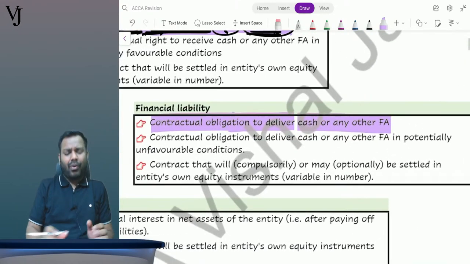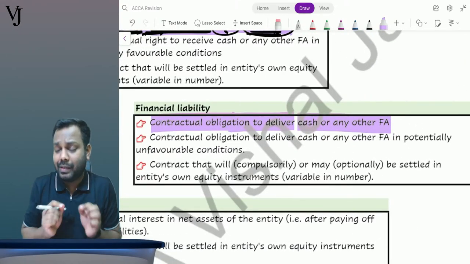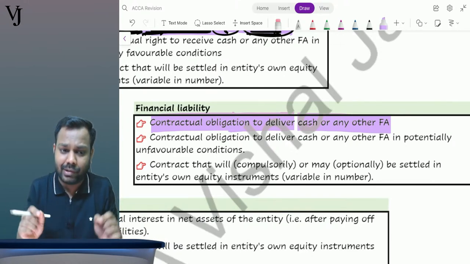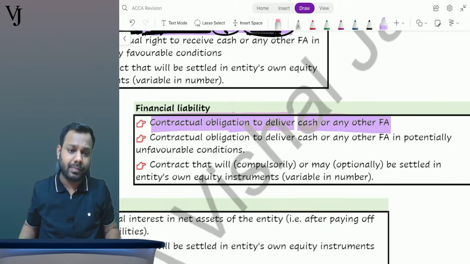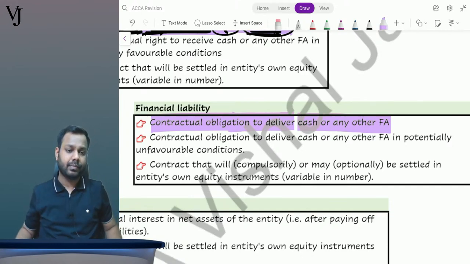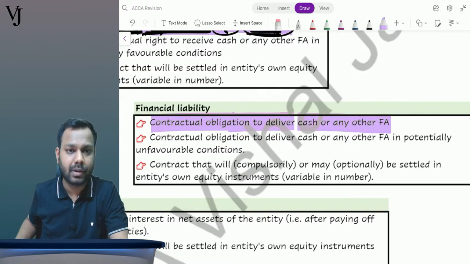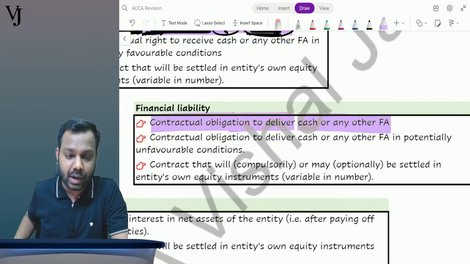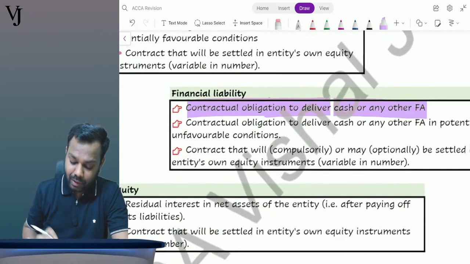Now understand, what is the meaning of contractual obligation? Can I avoid this payment? No, we cannot avoid the payment, right? So that's the meaning of contractual obligation.